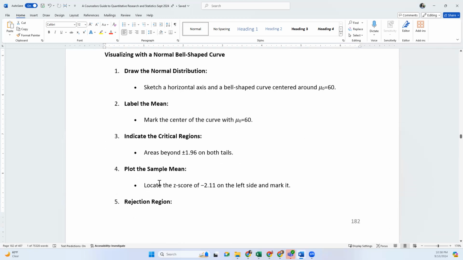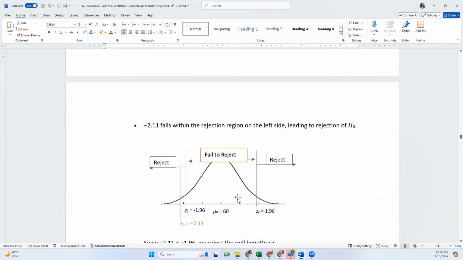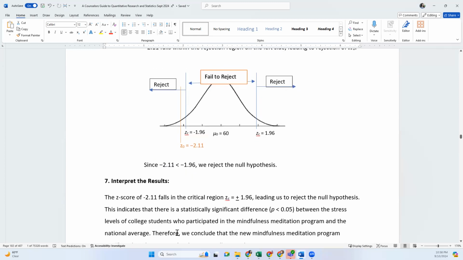So let's visualize it, right? We're going to draw our distribution, label our mean, indicate our critical value, and plot where the sample mean falls. So in this particular case, we've got our normal bell-shaped curve. Here's our goalpost of our critical values, our mean. Since this is negative 1.96, negative 2.11 would be to the left of it. So it is in the rejection zone. I'm going to reject my null hypothesis, since negative 2.11 is less than negative 1.96.